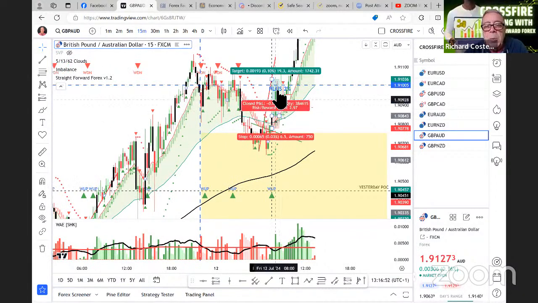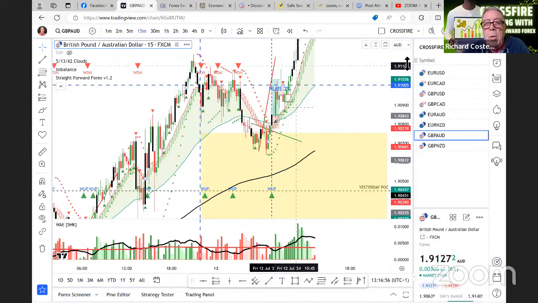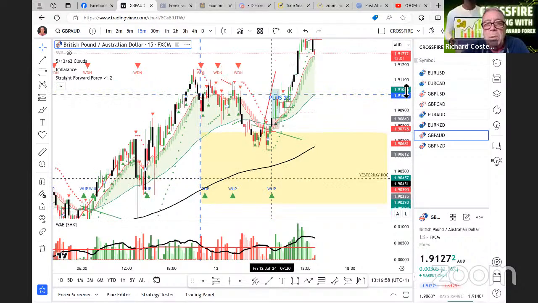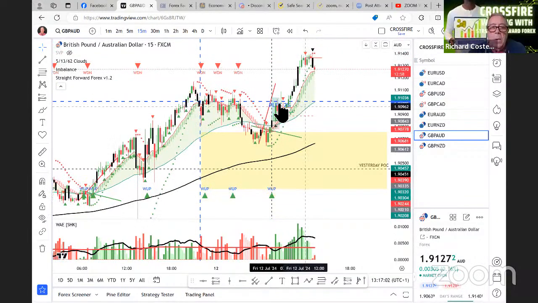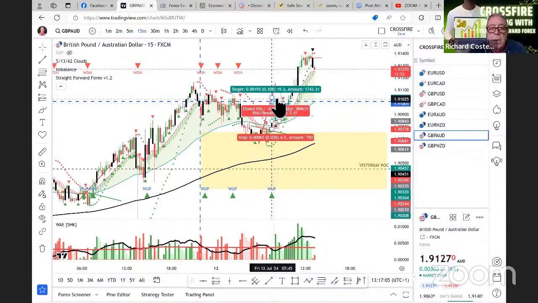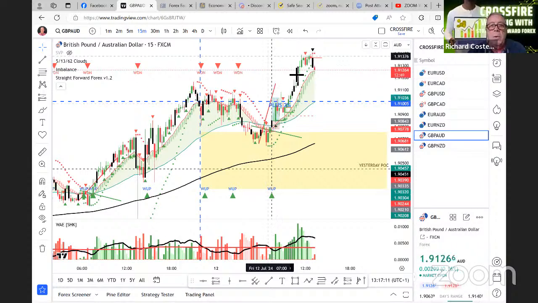I got my 2%. Had I stayed in, I could have got a lot more, because it just continued going up. I took my 2%. It would have gone up to a lot more than that.